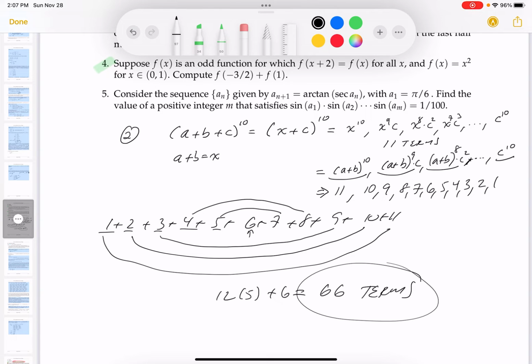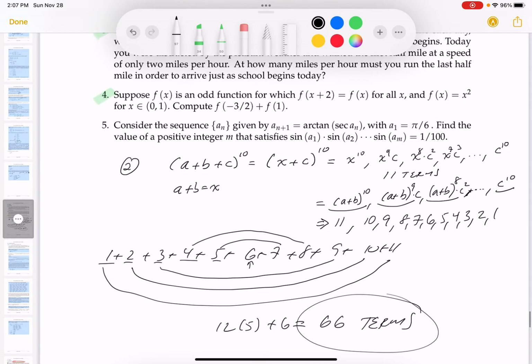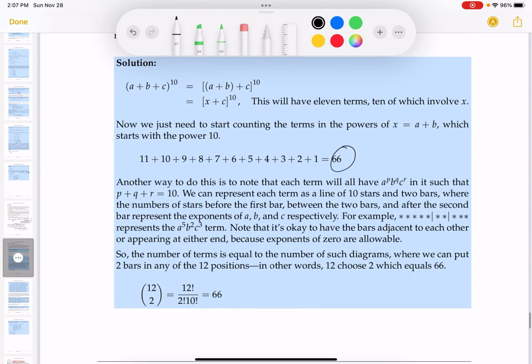By the way, if you want to, multiply it out. You'll get 66 terms. I don't recommend it, all right? So I want to go to the key, and I want to look over it, number 2. Now, number 2 says there's 66 terms.